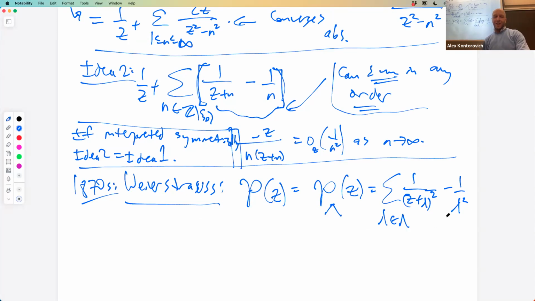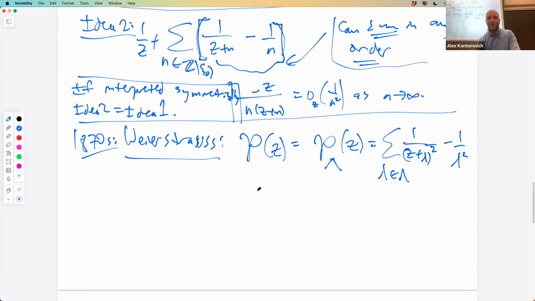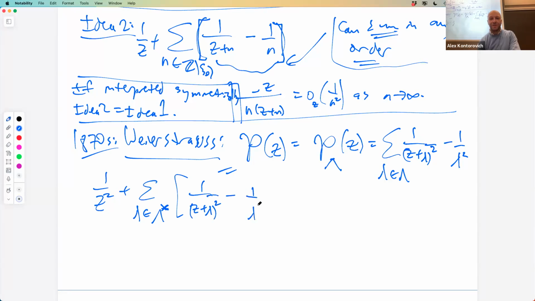He says, stop worrying about it. Lambda equals 0 is going to be a problem here, unless you define 1 over 0 to be 0, as it's defined in interactive theorem provers. So most often you'll see people write this by isolating the term 1 over z squared, and then they'll sum over lambda in the lattice that are not equal to 0, of 1 over z plus lambda squared minus 1 over lambda squared.